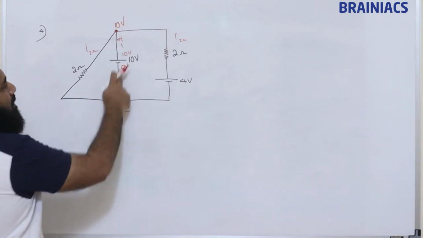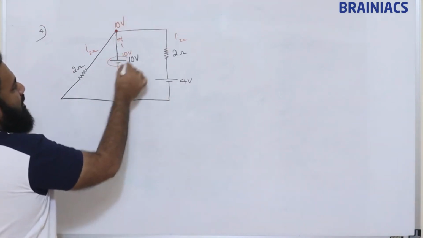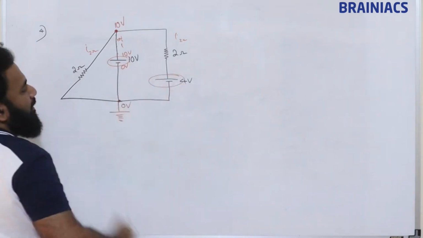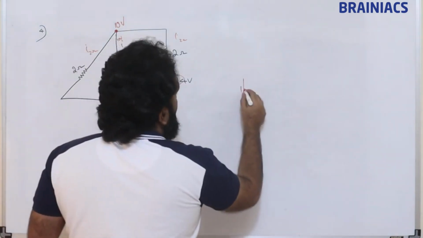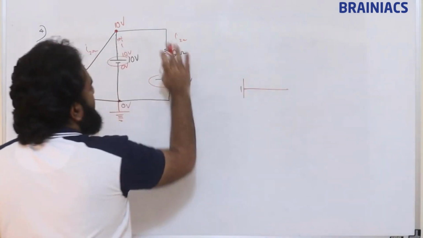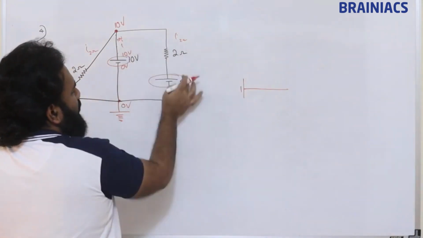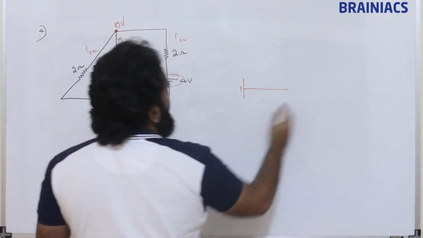Clear? See, take this battery and take this battery. Suppose I draw, just simply leave this resistance, just to find the polarity of the battery.